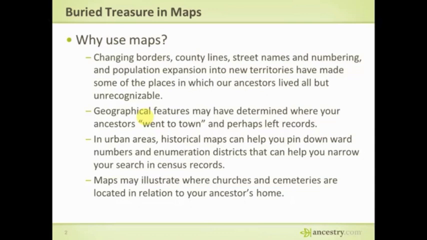In urban areas, historical maps can help us pin down ward numbers and enumeration districts. That's really helpful when we're looking for those elusive ancestors in census records. And they can also help us find ancestors' neighbors. A lot of times in the urban communities, immigrants would come in and settle in ethnic clusters. If you start plotting the addresses for your various ancestors, you may find that they were clustered in a particular community, and that may be how they got to know each other. You're also going to want to see what churches were in the area and what cemeteries where they may have left records. Knowing where they lived and what churches and cemeteries are in the area can help you locate more records.